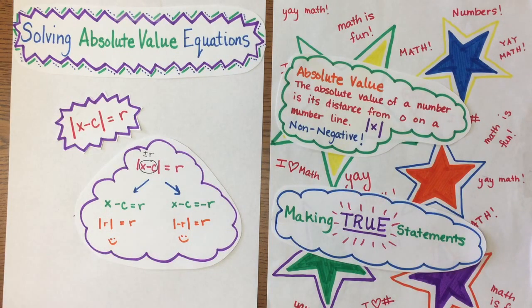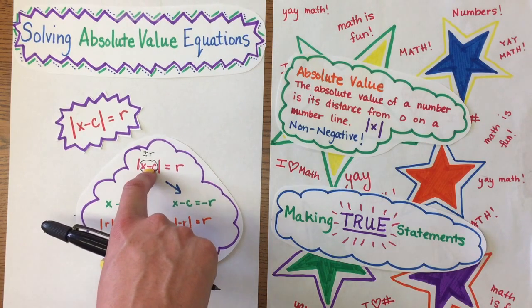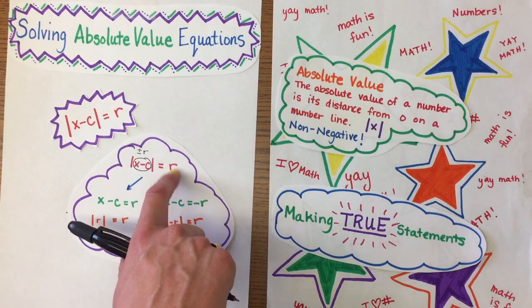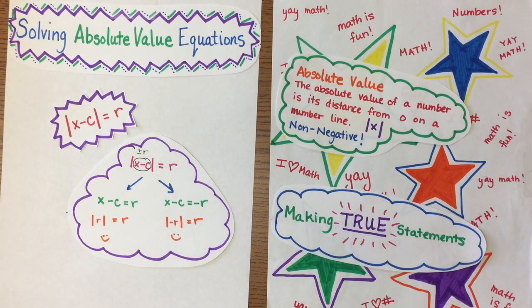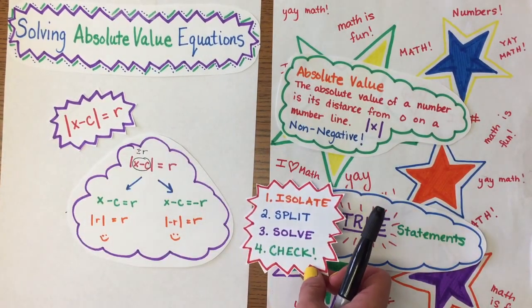So when I have an absolute value, if the inside of the absolute value is positive or negative of whatever the quantity on the right side is, I'll get a true statement. And this is going to form the foundation of how we solve absolute value equations. It's this process of isolating, splitting, solving, and checking.